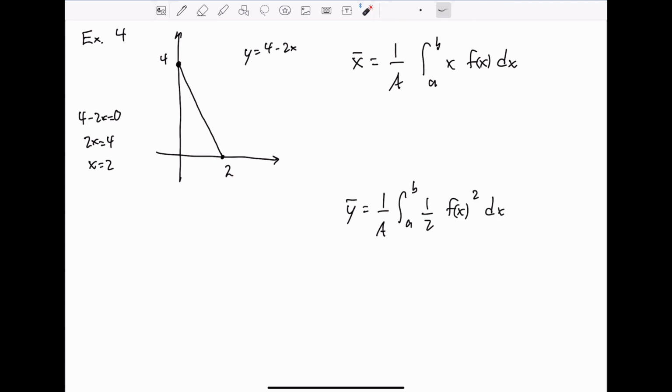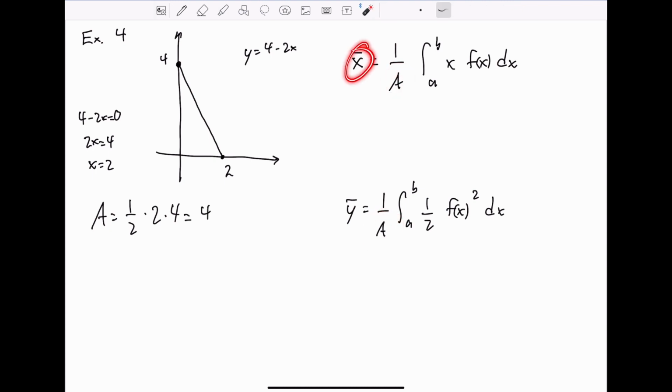The area is simply the area of this triangle. This is a triangle with a base of 2 and a height of 4. So the area here is 1/2 the base times height. We could integrate if we wanted to, but it's just a triangle. So 1/2 times the base times the height, and the whole area of this triangle is 4. So that's what we will use for the denominators here.